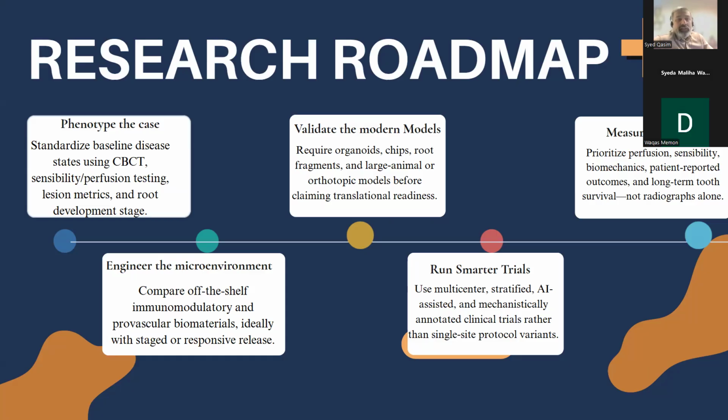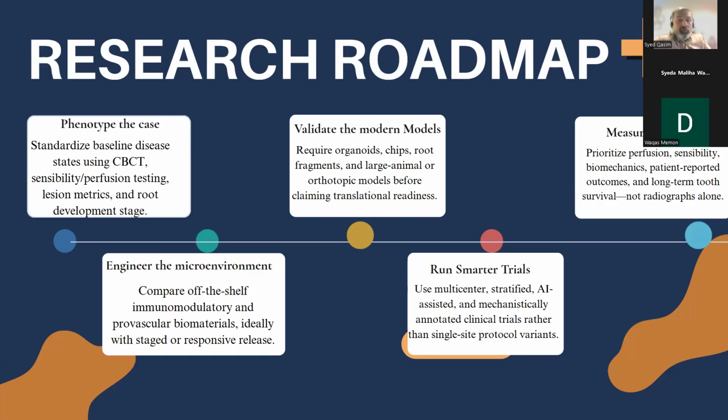The next thing is engineer the microenvironment, compare the off-the-shelf immunomodulatory and provascular biomaterials, ideally with stage-responsive release. Then validate new platforms in more realistic preclinical systems. When we say validate the modern new platforms, I mean organoids, organ on a chip, exosomes, and you need to try whether these strategies are actually working, not just in models, but you have to actually bring them to the clinical realm and adapt them.